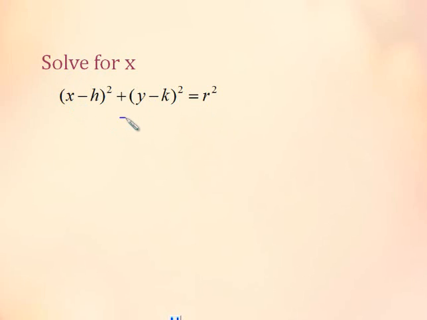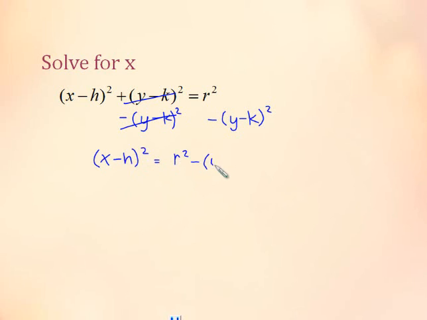So I'm going to first start off by subtracting all of this. Now, since this is in parentheses, it's one thing. I'm going to subtract y minus k squared. It was a positive, so the opposite of a positive is a negative, so we're subtracting. What I do to one side, I have to do to the other side. So y minus k squared. These go away. So on the left side, I now have x minus h squared equals r squared minus y minus k squared. So I've subtracted this and I moved it over to the right side.